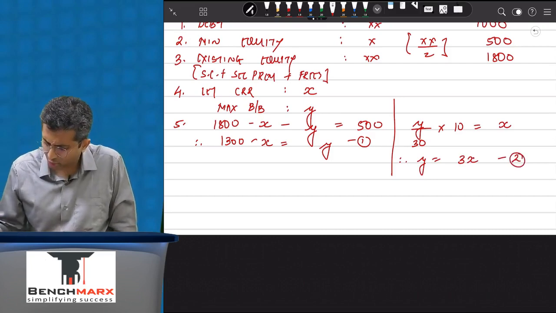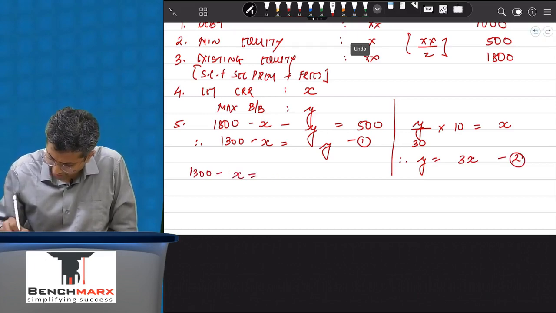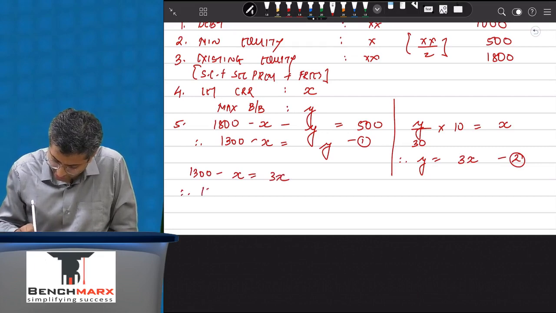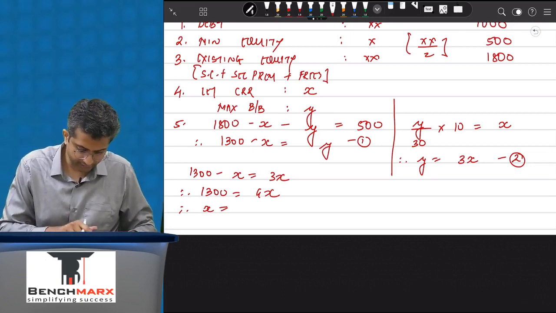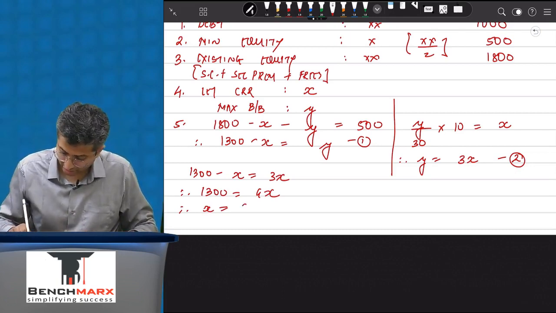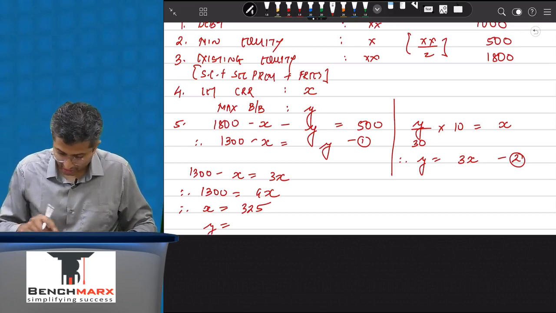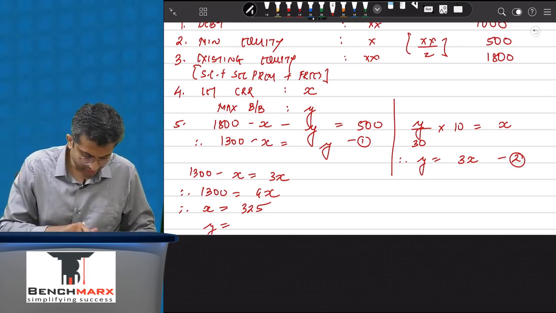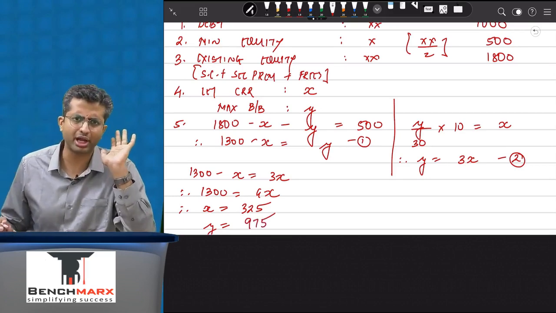Now, if you substitute equation 2 in equation 1, we can say 1300 minus x equals y. Y ke jagah pe this will be 3x. Therefore 1300 equals 4x. Therefore x equals 1300 divided by 4, which comes to 325. Therefore the transfer to CRR will be 325, and 325 into 3, which is 975, is the maximum resources that you can dedicate towards the buyback.